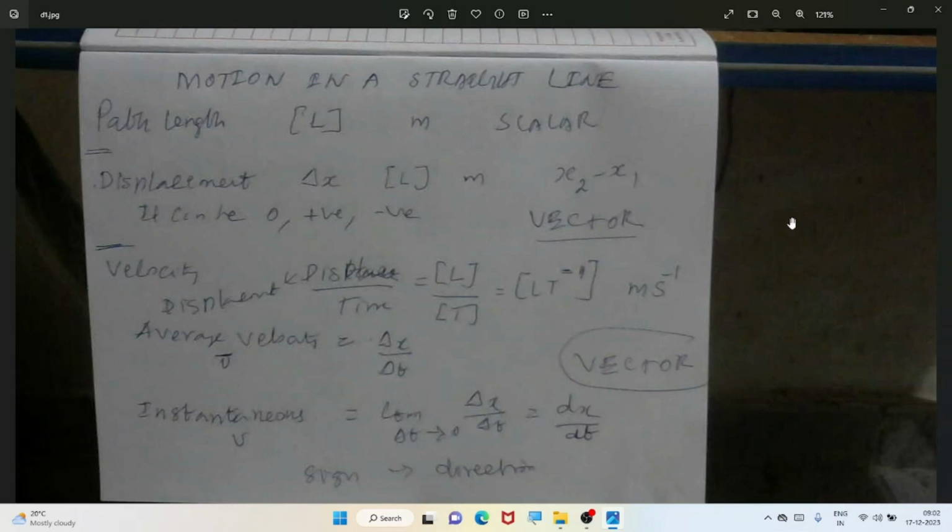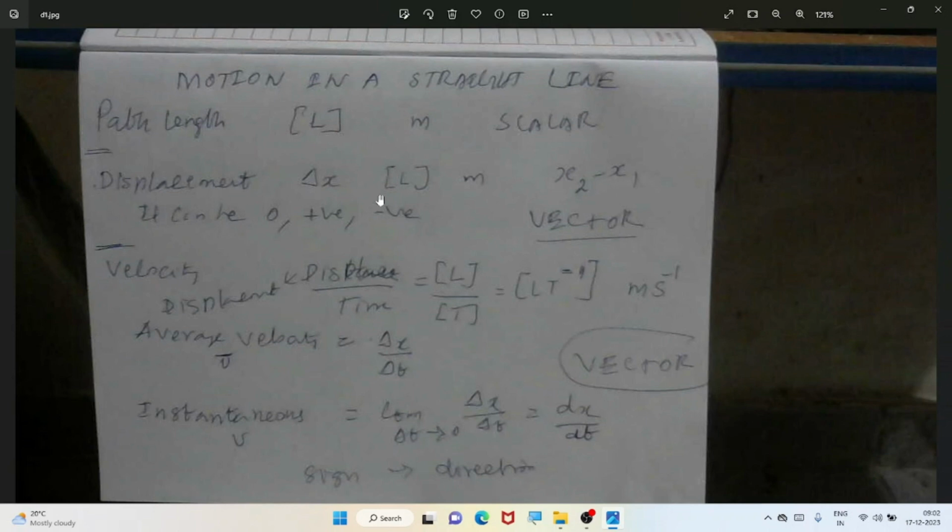Okay, we will go through the dimensional formula for various physical quantities in class 11 and class 12 physics. Path length: the dimension is length, L. It is in meters. It's a scalar quantity.